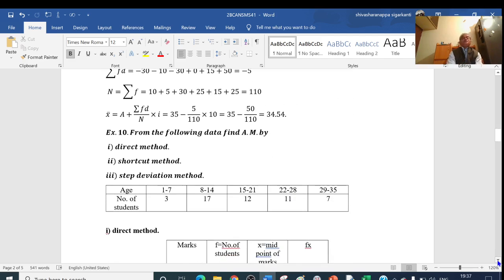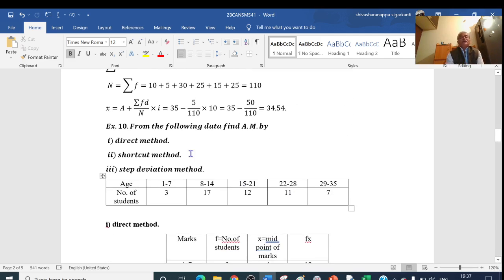Another example. Similarly, we go to another example here and we find the arithmetic mean by the direct method, shortcut method and step deviation method. The given problem: ages are given as 1 to 7, 8 to 14, 15 to 21, 22 to 28, 29 to 35, and the number of students. 3 students are between ages 1 and 7, 17 are between 8 and 14, 12 are between 15 and 21, 11 are between 22 and 28, 7 are between 29 and 35. So this is our frequency and this is the class interval.